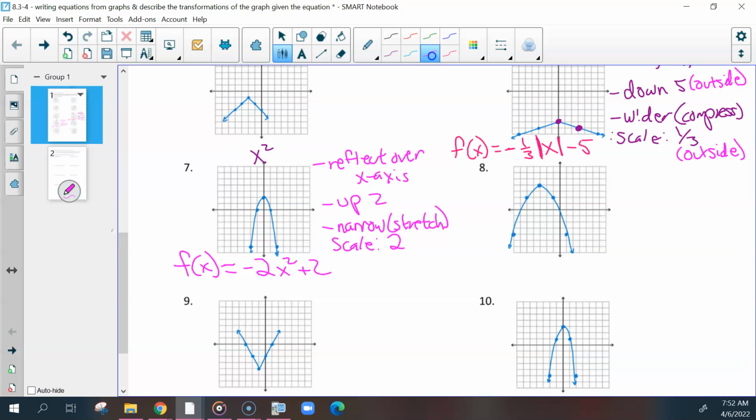How did you find the scale? So we see it's narrow, so it has to be some number bigger than 1. And if we are comparing the original, I'm going to write this small table off to the side. This is your parent function, x squared.